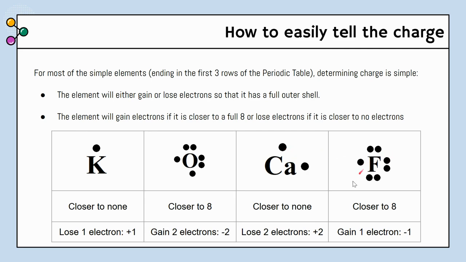And finally, fluorine looks like it has 1 spot open here. It's closer to 8, so it'll gain 1 electron and become charged with a -1 charge.